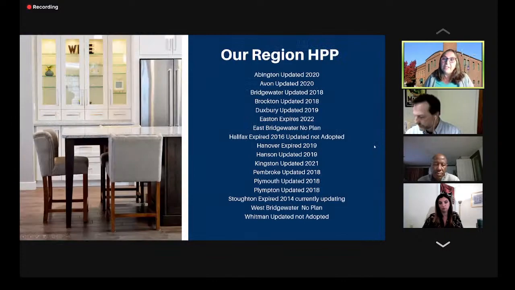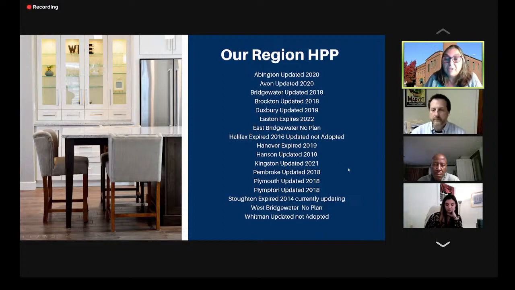In our region, we've worked really hard to get everyone's housing production plans up to date over the last 5 or 6 years. And this is the list of communities in our region that have successfully updated their plans, or they might be currently updating them now, or they have an updated plan that they haven't adopted yet.